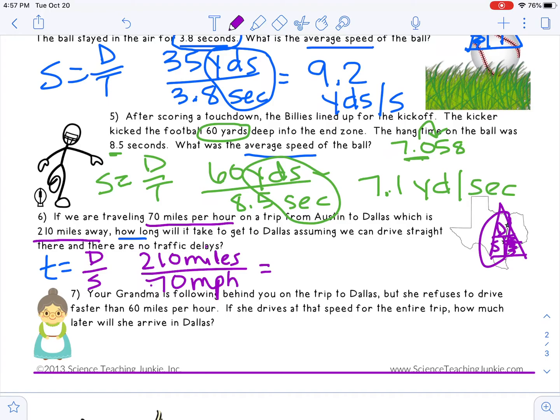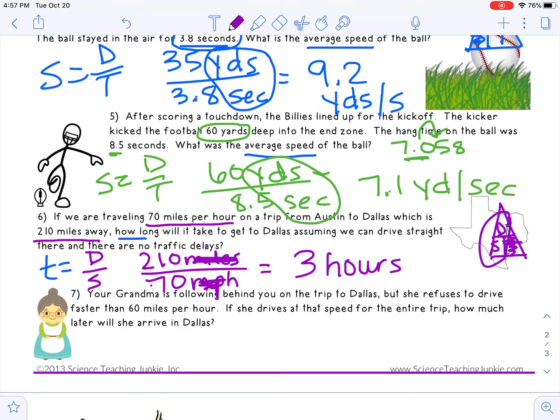So I divide 210 divided by 70, and I come up with 3. Comes out nice and even. Now I'm ready for my units. I have miles on top, and I have miles on the bottom, leaving me 3 hours. So how long is it going to take? It's going to take 3 hours.